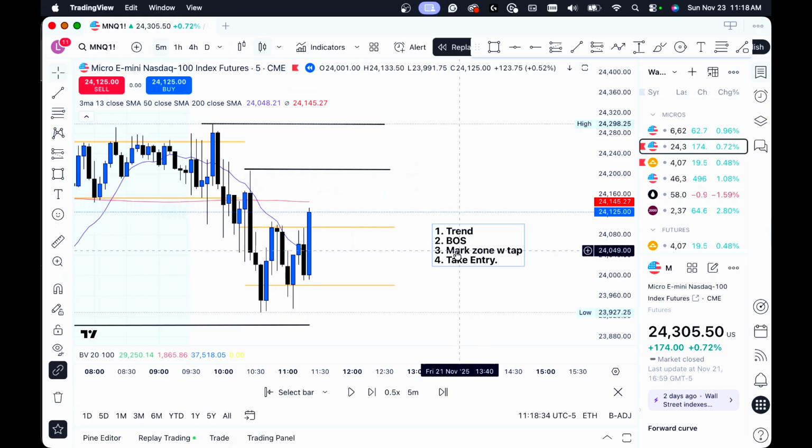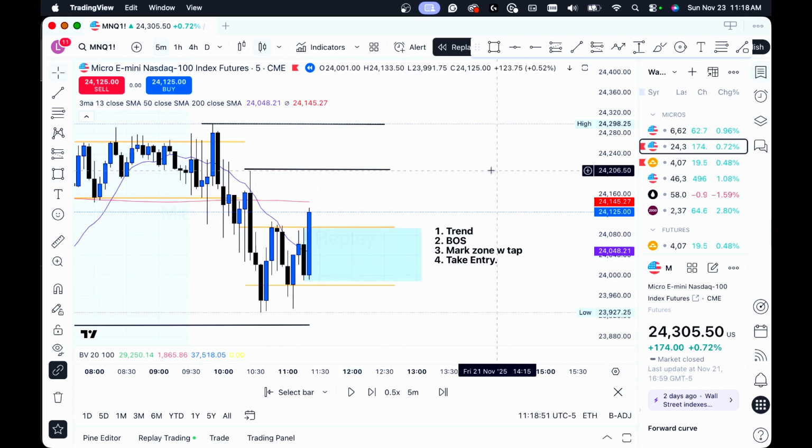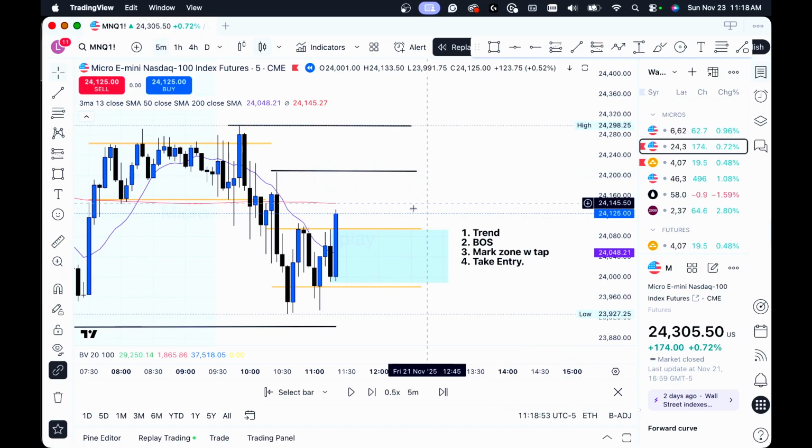You mark your zone and wait for the tap. You found the trend. Price broke structure. You could cross these 2 out now. So you mark your zone and wait for the tap. Right? Now I sit, I do nothing. I wait for the price to come back and tap. Wait for the pullback and the money shot. Pullback, money shot.